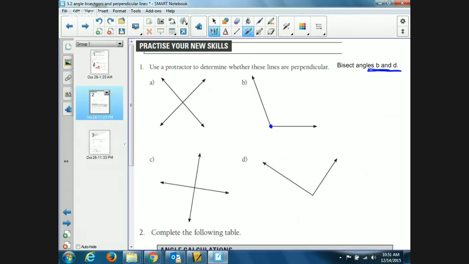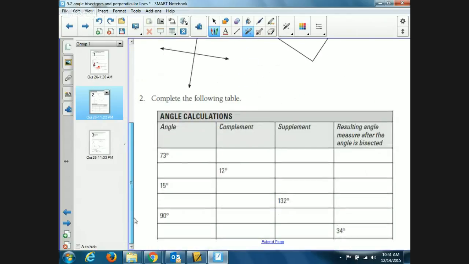So this one here, you're going to put the needle on there, draw an arc, then draw two more arcs where they crisscross in the middle, and that's going to join up. You do that for B and D. This one and this one bisect as well. I'm going to be looking for that when I correct these.